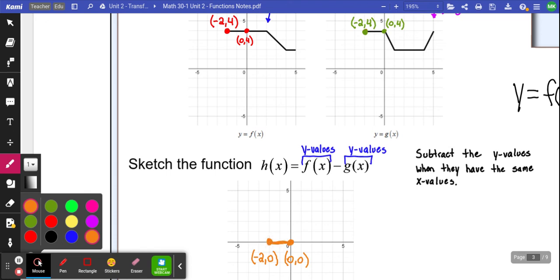Wait, and do you always subtract left to right on this graph? Always left to right, because it asked me to do f of x minus g of x. They could flip it, and then you'd have to do the right minus the left. But they specifically said take the y values of f of x, subtract the y values of g of x.